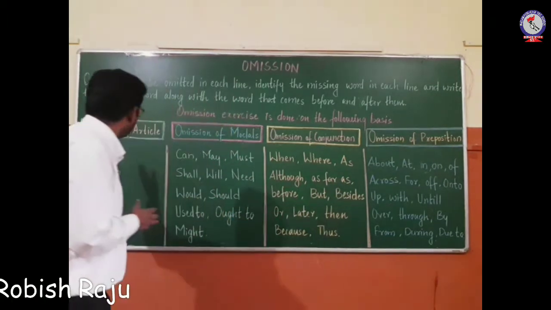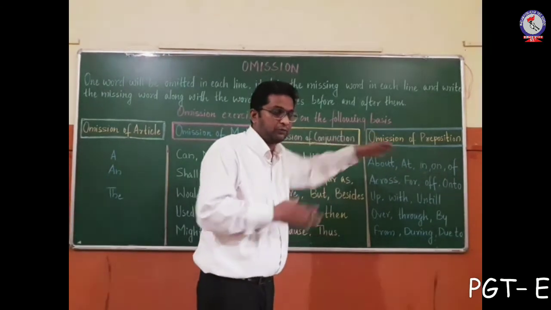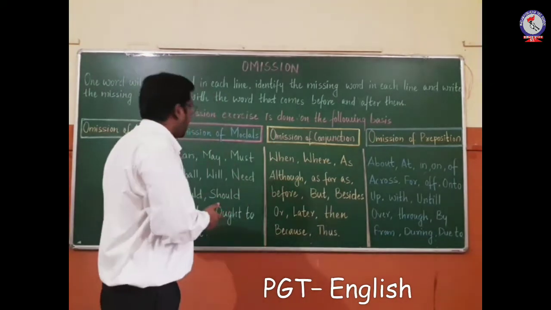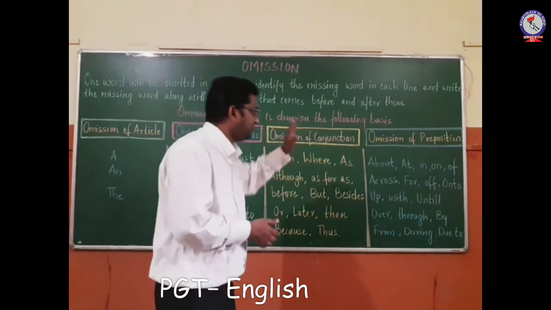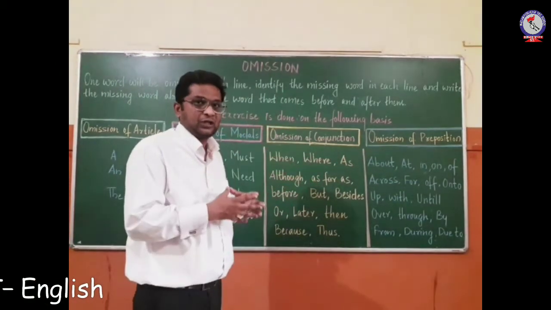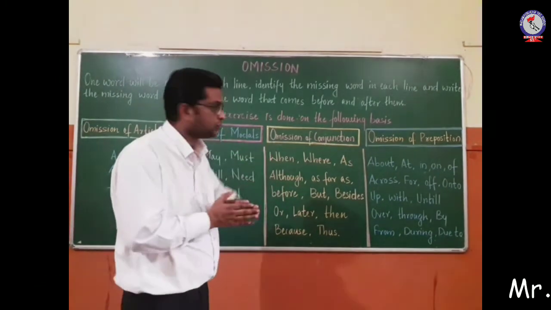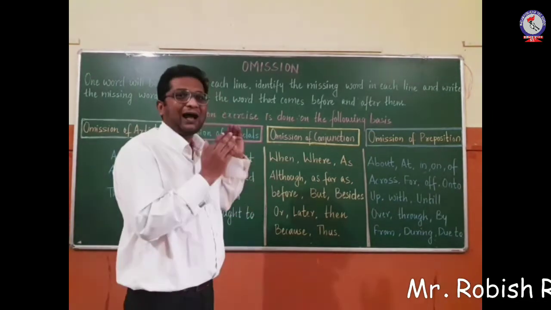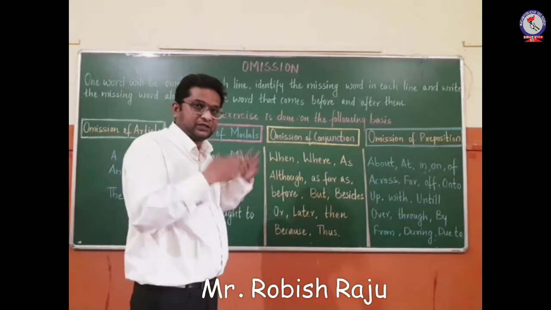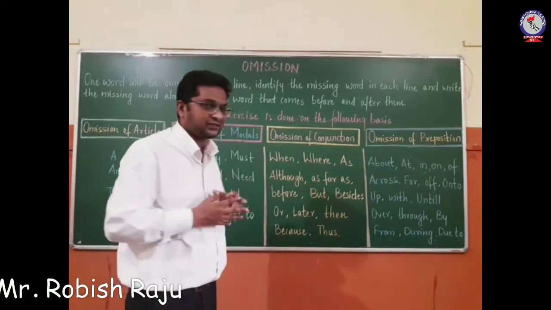So all these terms, articles, modals, conjunction, preposition, we must be well familiar with. We must know and identify which article or modal or conjunction or preposition is missing in a sentence. Then we have to put that preposition, conjunction, modal or article in between the words. This is how we are going to solve the omission exercise.